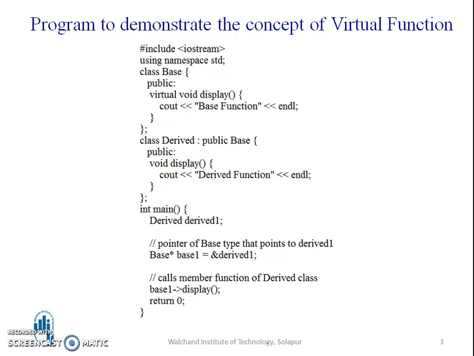Function overriding is the redefinition of a base class function in its derived class with the same signature, that is, same name, same return type and same number and type of arguments. So in this case, we have two classes, base and derived. Derived class is derived from base. We have a virtual display function. This display function is preceded by the virtual keyword. This display function is overridden in the derived class, so it has the same signature as that of the base class.